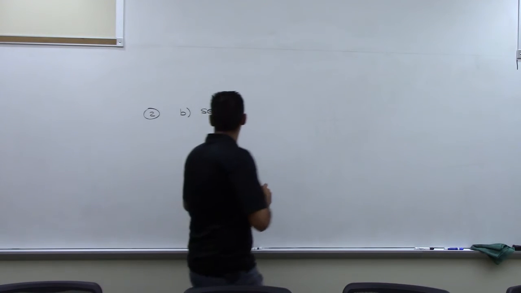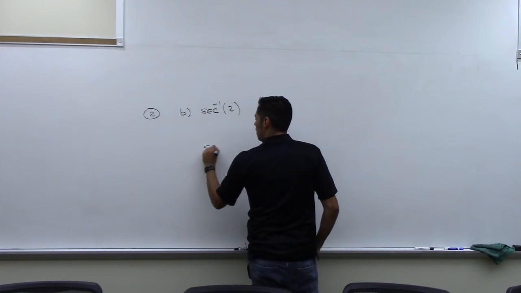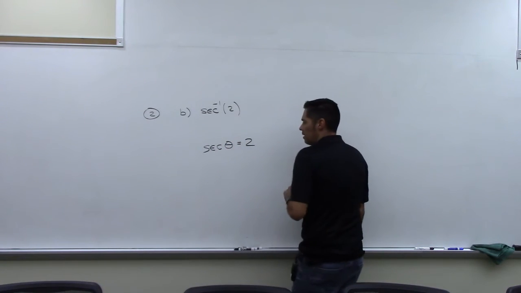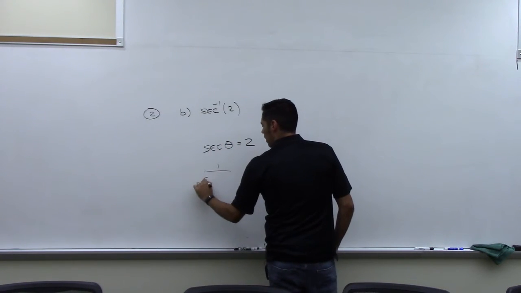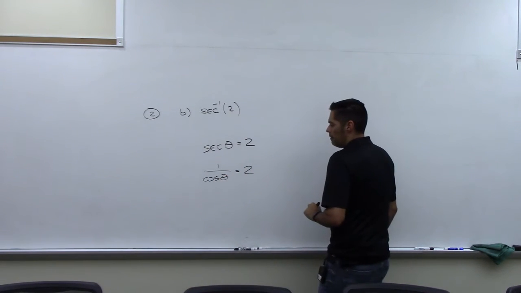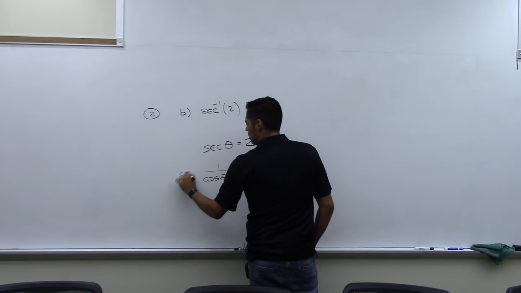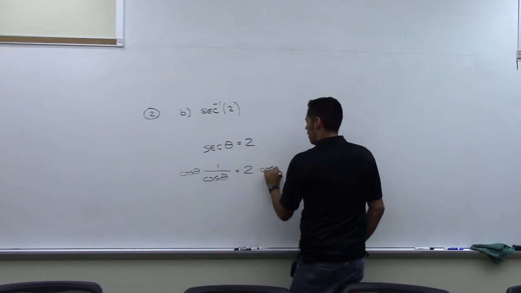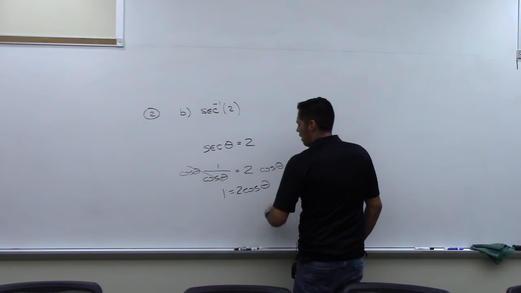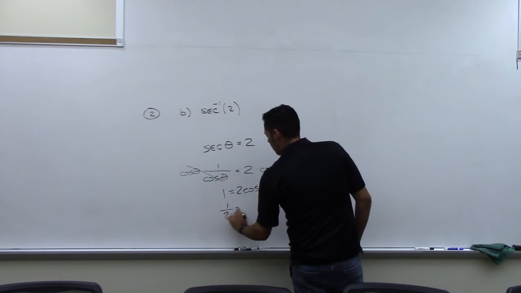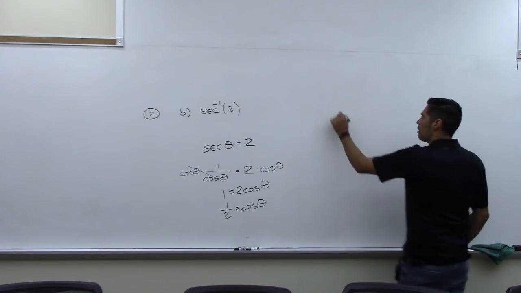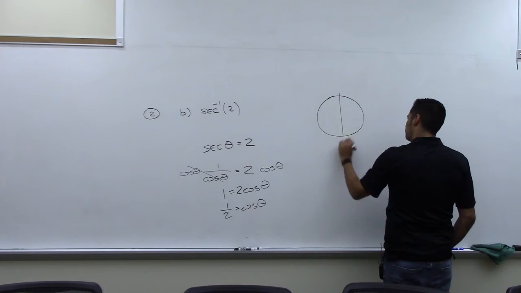Okay, so what this is saying here, again, is secant of what angle is equal to 2. And let's remember that secant is 1 over cosine. When is that equal to 2? If I multiply both sides by cosine theta, I get 1 is equal to 2 cosine theta, and then divide both sides by 2. This is saying, where's cosine theta 1/2? So again, I go back to my unit circle.